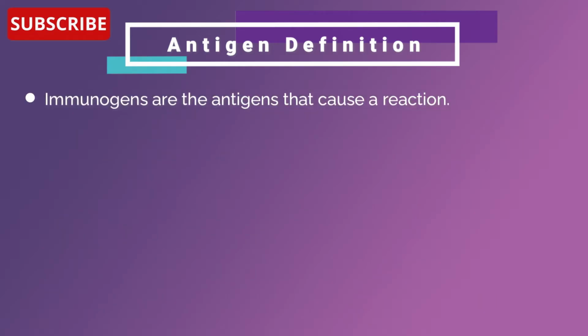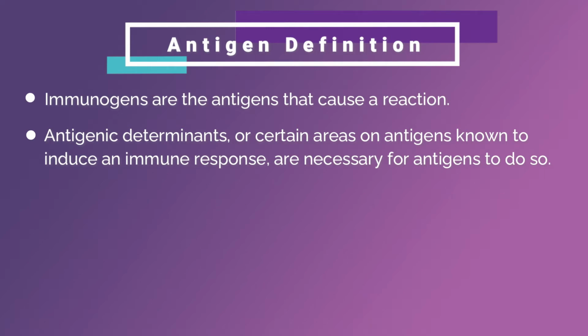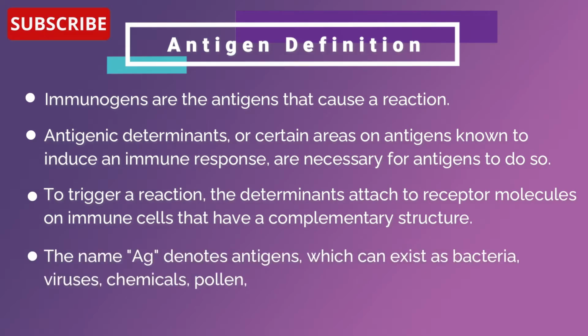Immunogens are the antigens that cause a reaction. Antigenic determinants, or certain areas on antigen known to induce an immune response, are necessary for antigens to do so. To trigger a reaction, the determinants attach to receptor molecules on immune cells that have a complementary structure. The name Ag denotes antigens, which can exist as bacteria, viruses, chemicals, pollen, or other substances.